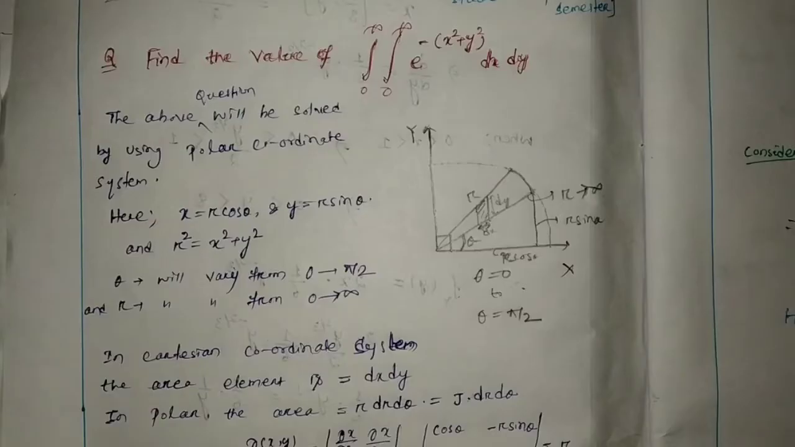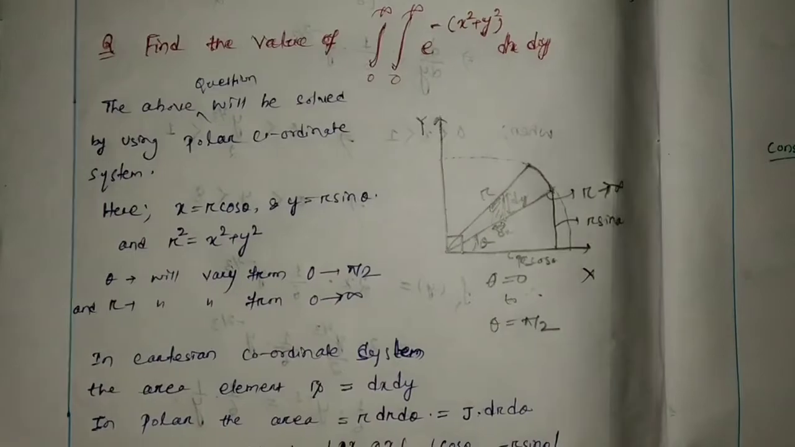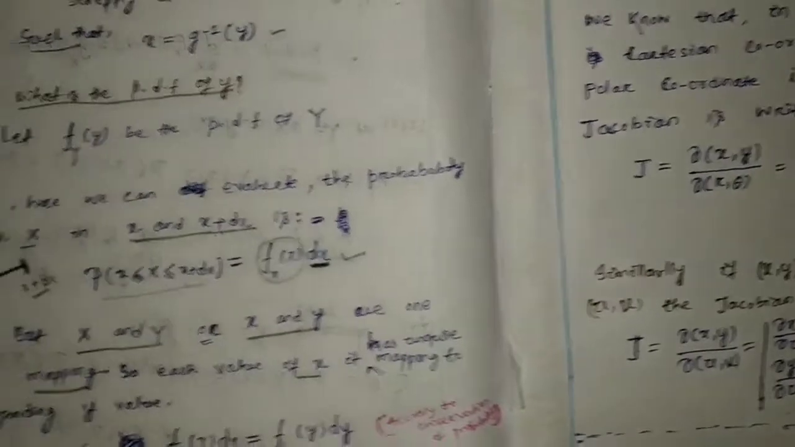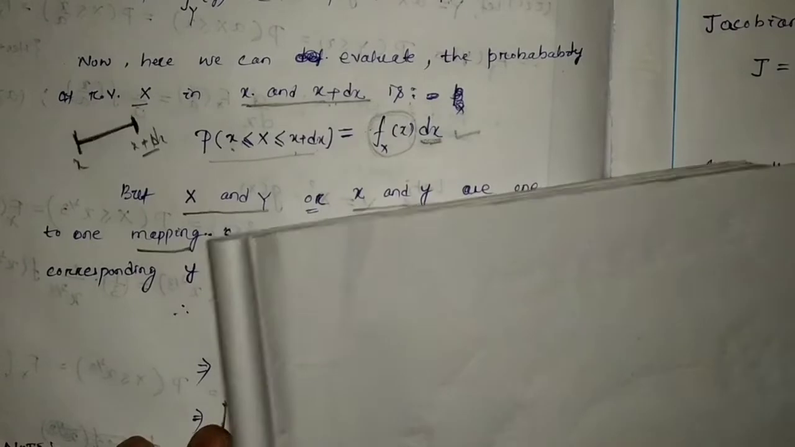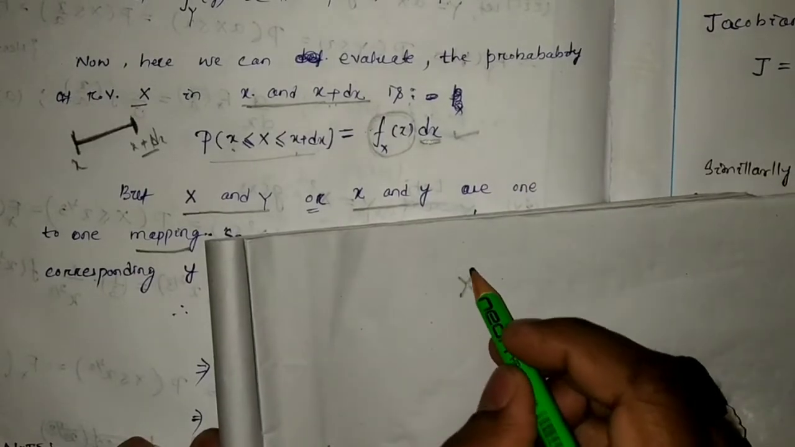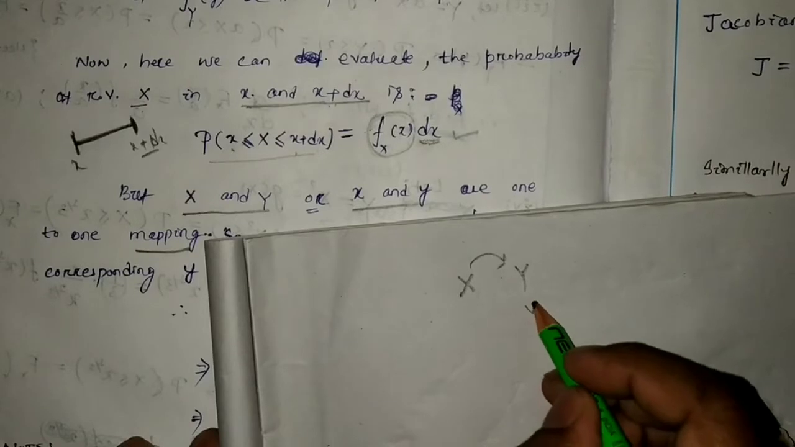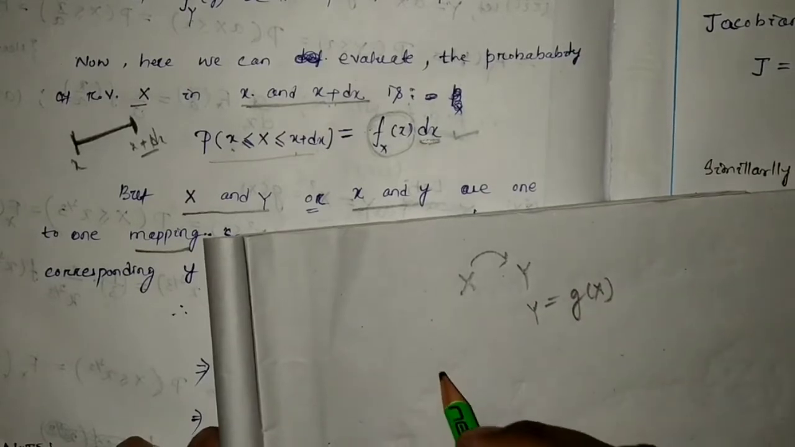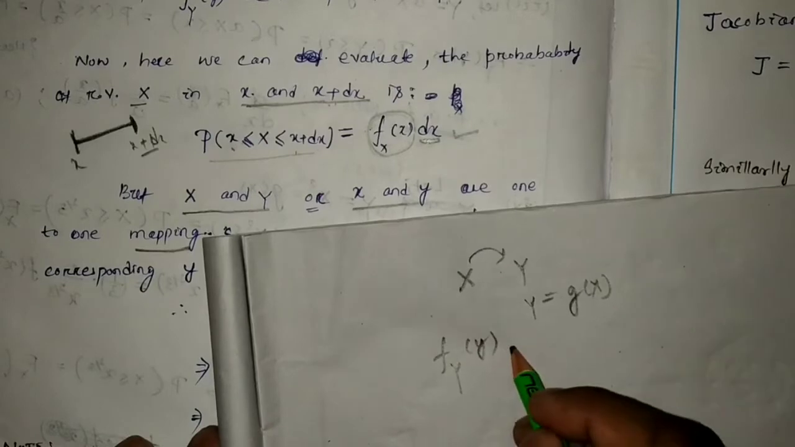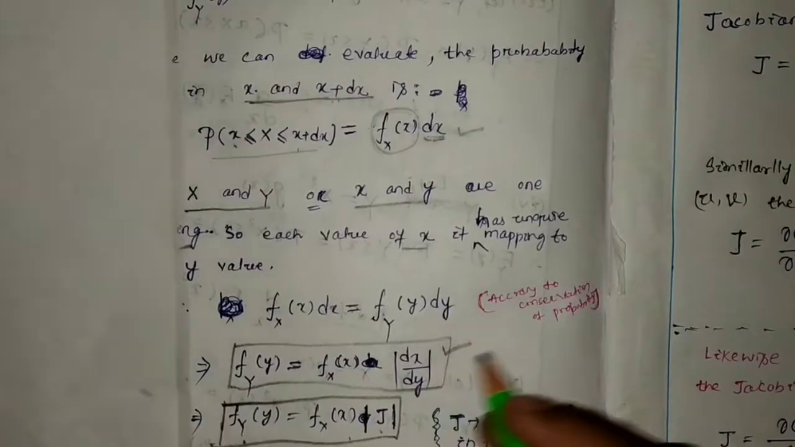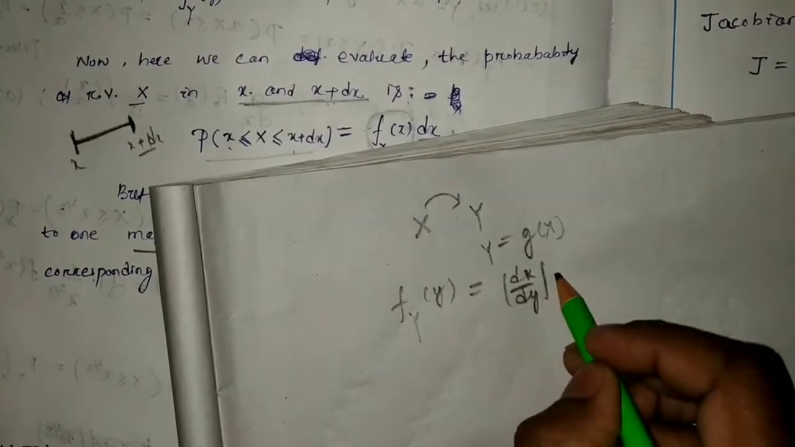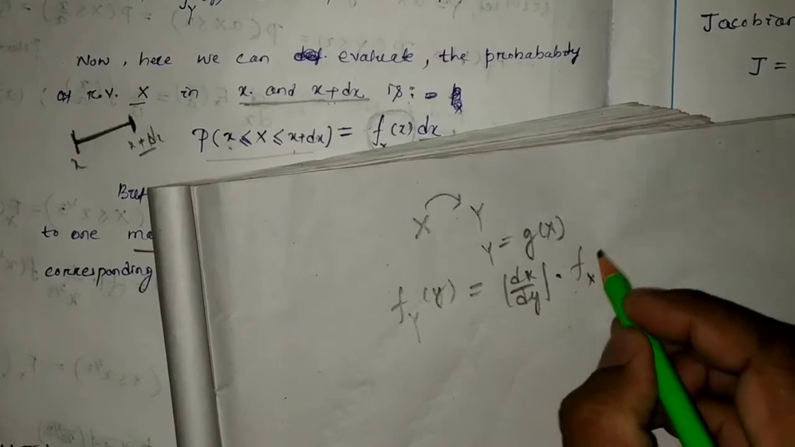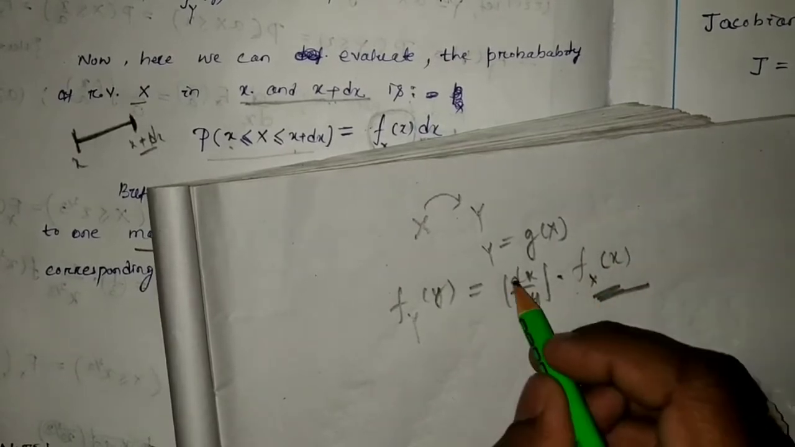I forgot to say one thing to you. For the one-dimensional random variable case, suppose we have random variable x and it is transformed to y equal to g of x. The PDF of y is nothing but the so-called Jacobian, the one-dimensional Jacobian dx by dy, into f x, the PDF of x, modulus of the Jacobian.